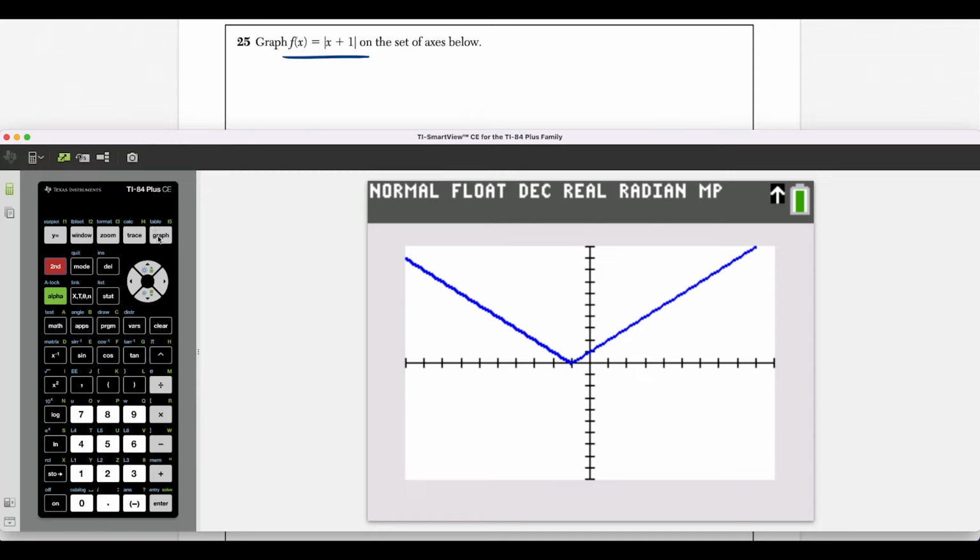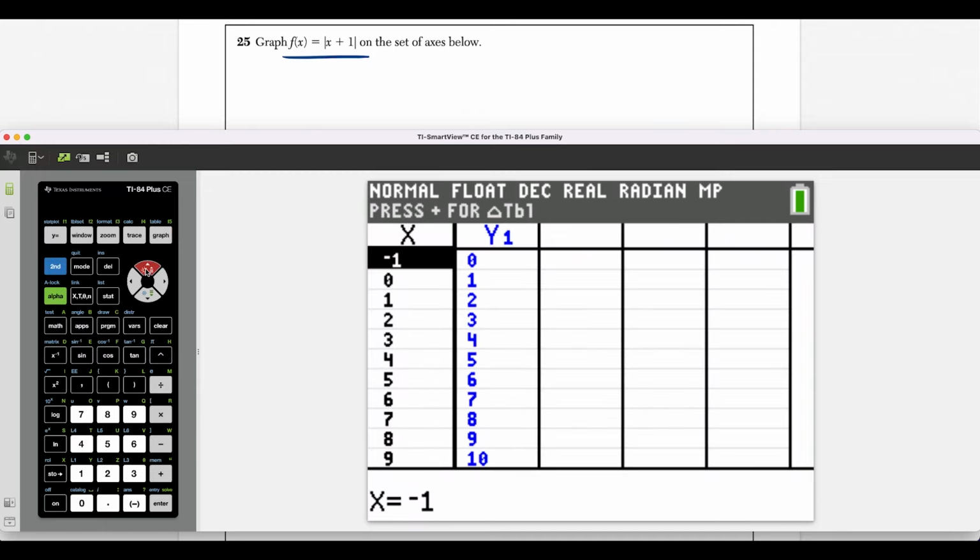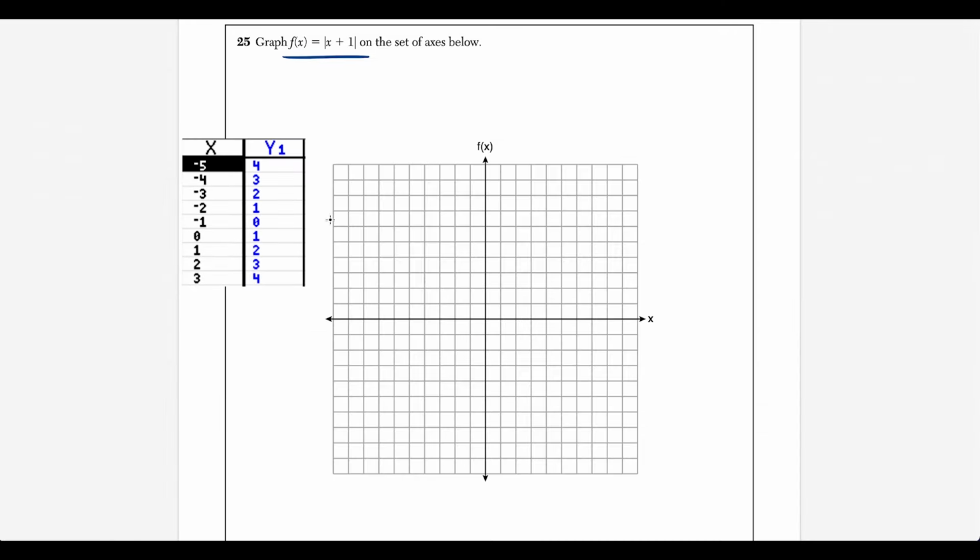And the table, if you press second graph, is what's going to allow you to be precise. And what I like to do is look at a few points before and after the vertex. Now, the table of values does not count towards our 2 points, but it does help us stay accurate. So now I'm going to plot all of these points. So now that we've got everything graphed here, we have our graph of f of x. We've got our 2 out of 2 points.